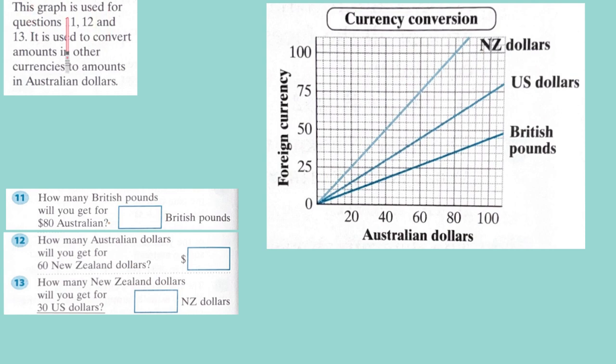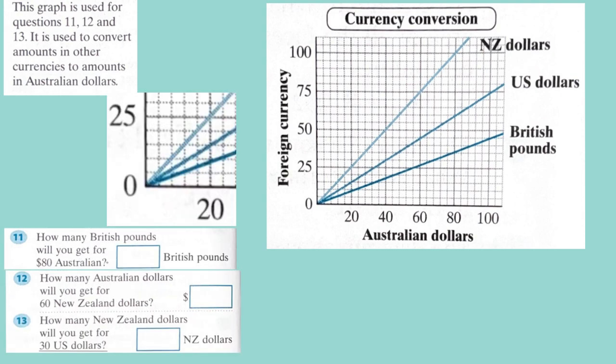This graph is used for questions 11, 12 and 13 down here, and it is used to convert amounts in other currencies to amounts in Australian dollars. The Australian dollars are on the horizontal axis over here, and the foreign currency is on the vertical axes. Before we start converting anything, the most important part will be to decide on the division of the scale. I'm going to enlarge a particular part of this graph so that you can see what we're doing.